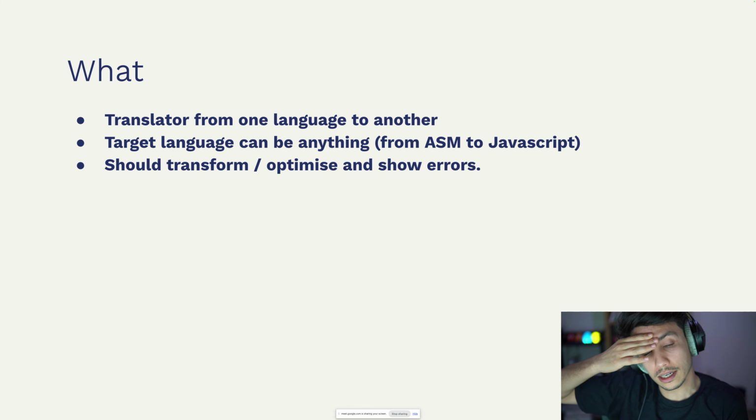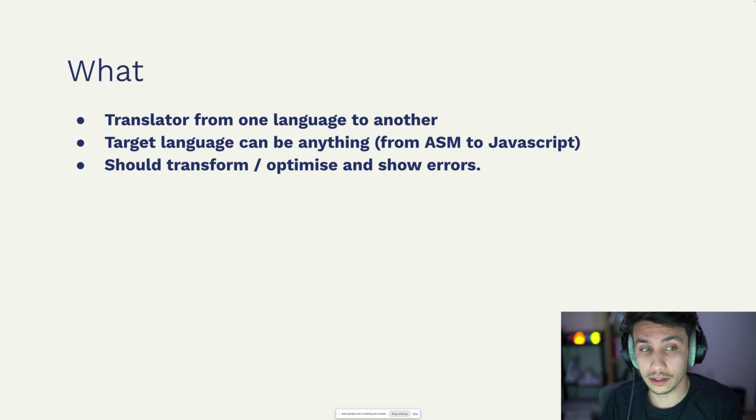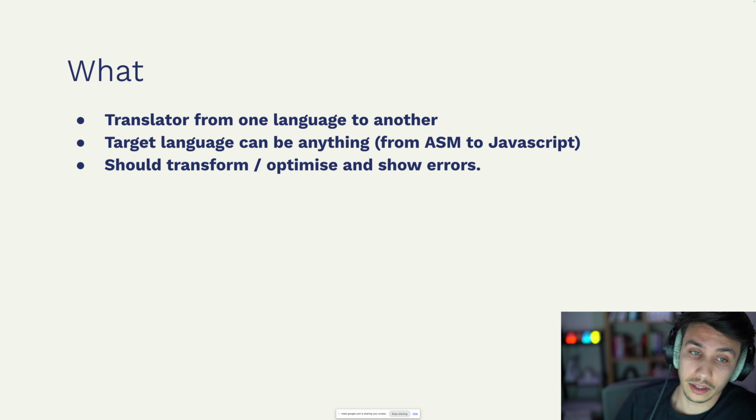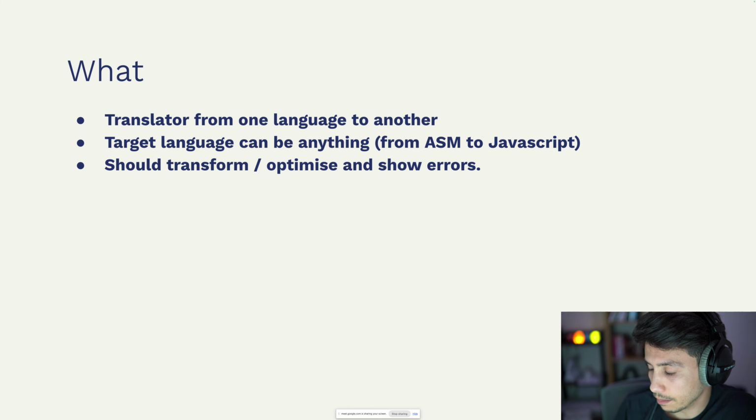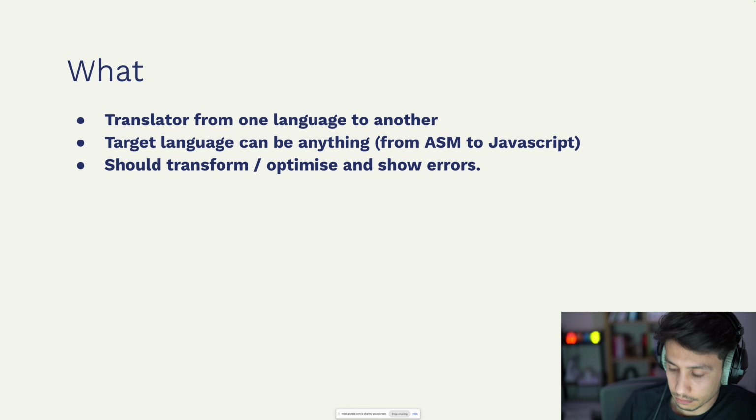So the compiler is like a translator. You can think of it as a translator from one language, language X, and then we port it to language Y. And the language can be anything. You can spit out assembly instructions, or you can compile your language to JavaScript if that works for you.